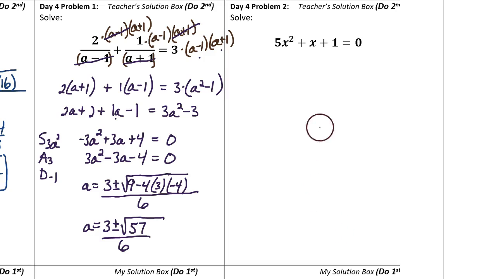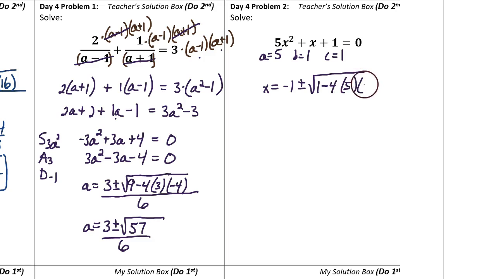Now, day 4, problem 2. Solve this equation, but it does not tell us how to do it. So we could try factoring, completing the square, quadratic formula, or with graphs. I'm going to use the quadratic formula. The value of a is 5, the value of b is 1, and the value of c is 1. So x equals negative 1 plus or minus, b squared is going to make 1, a is 5, and c is 1. This is all divided by 2 times a, so that's going to make a 10 down there.